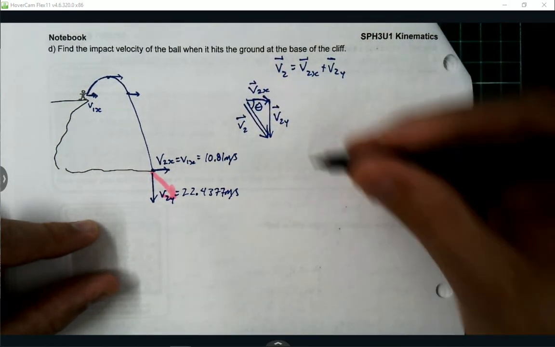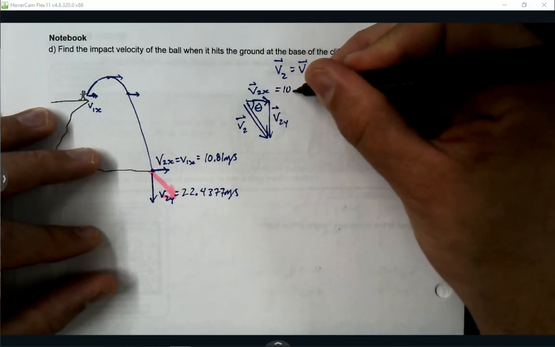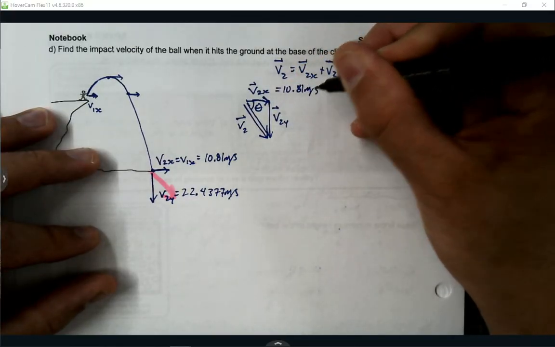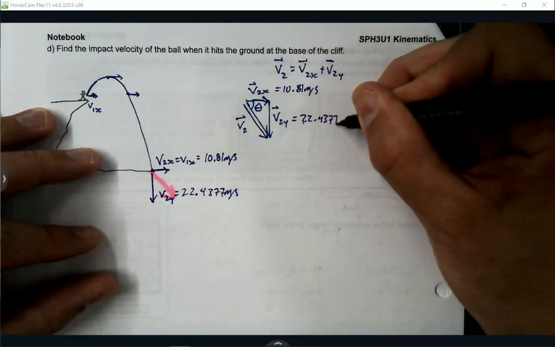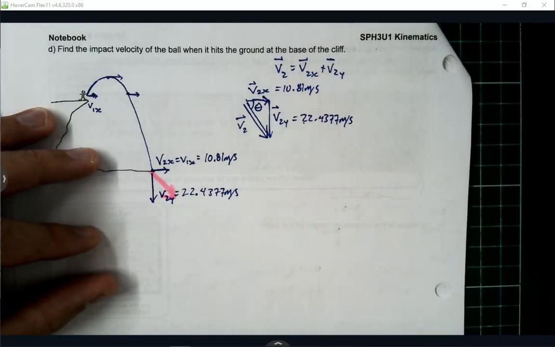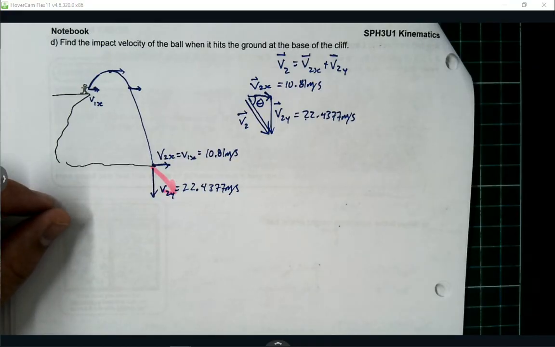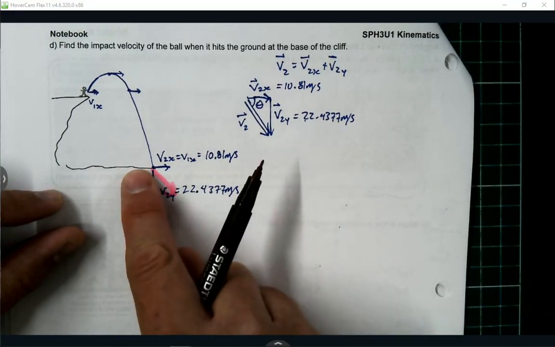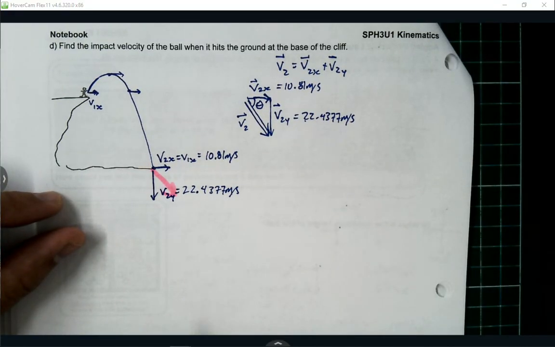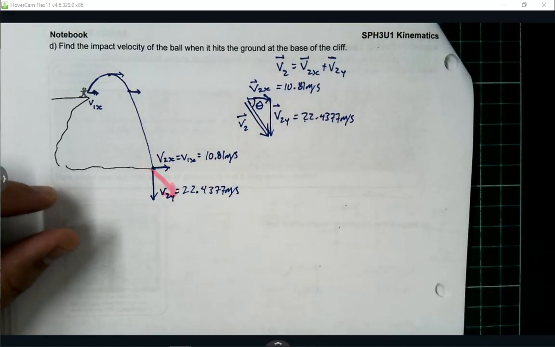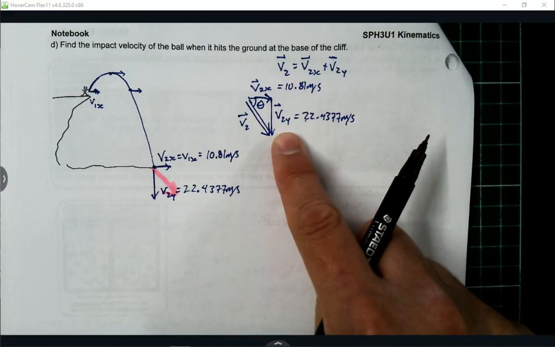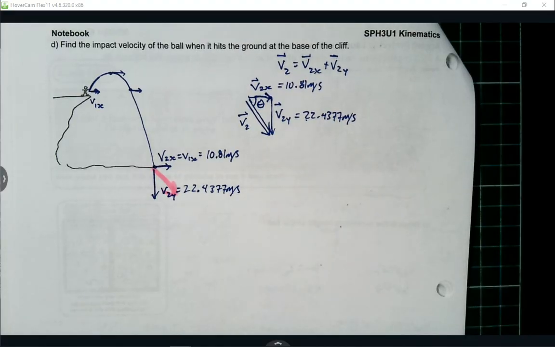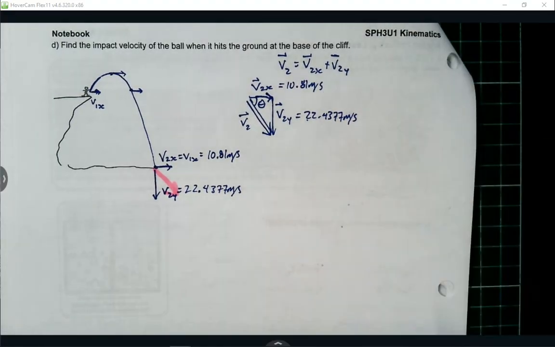So I've got my 10.81 meters per second. I've got my 22.4377 meters per second. You know, when I'm solving these problems, sometimes, especially as a beginner, I would do this first so I can think it out, and then I would do this. Maybe you've done a ton of your homework, you become a pro at this, you jump straight to the vector diagram. Depends on where you're at, okay? So everybody's going to be at different stages of development on this one.